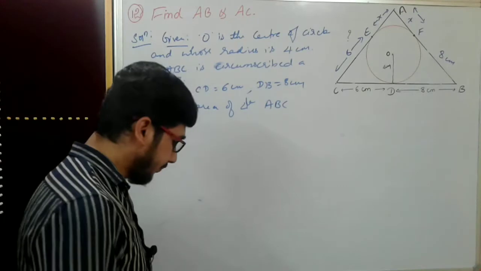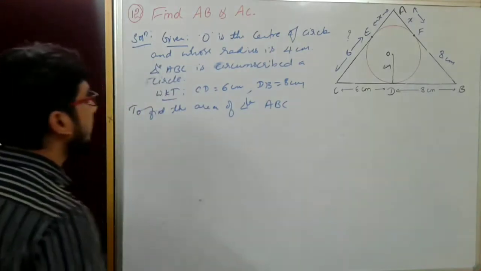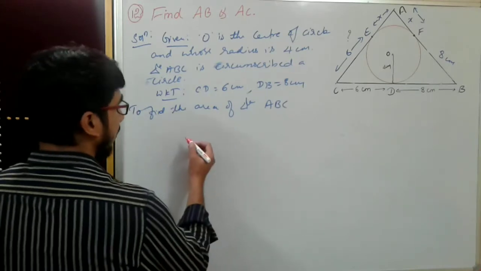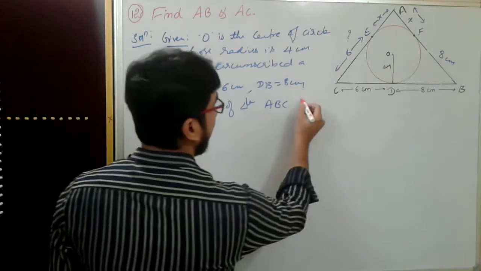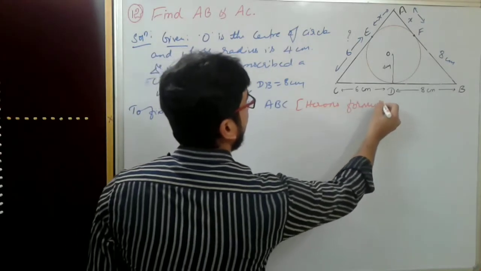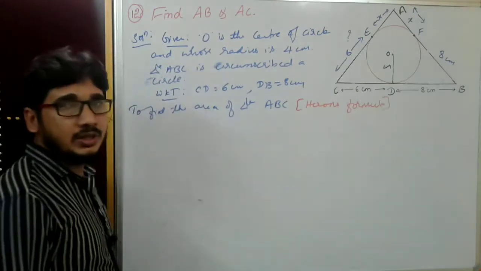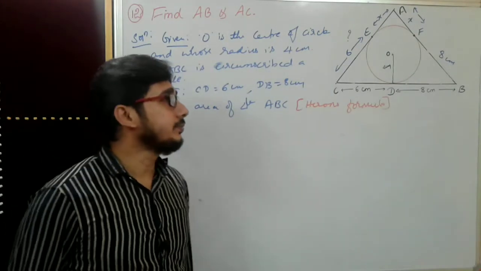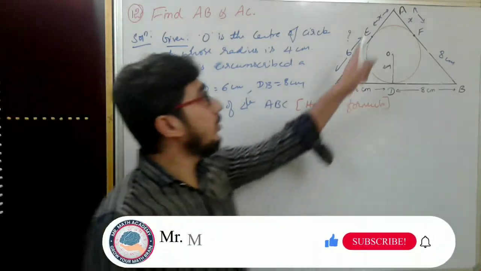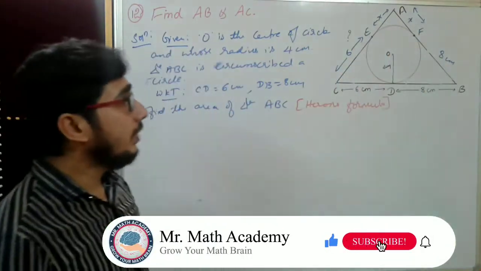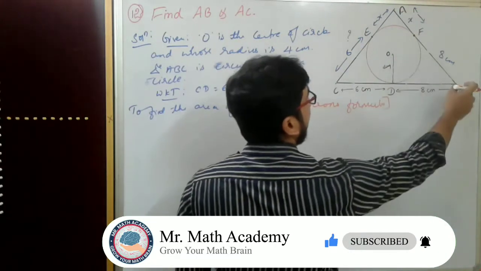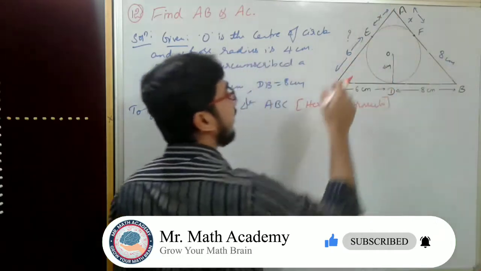To find the area of a triangle, we have a formula. Heron's formula is the only one we have to use now, because there is no other option. It is not an equilateral triangle and it is not a right angle triangle. Just the sides are given, and we are going to find the unknown values. When we find the unknown value, we can add this length plus this length, so we can find AB and AC also.